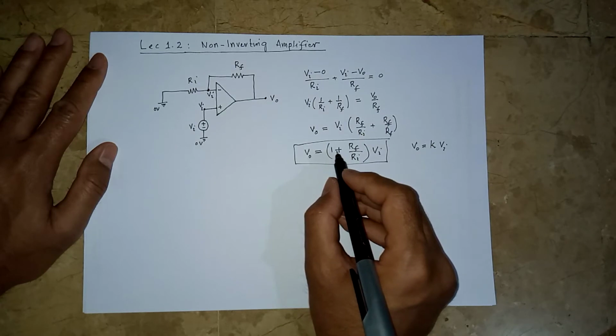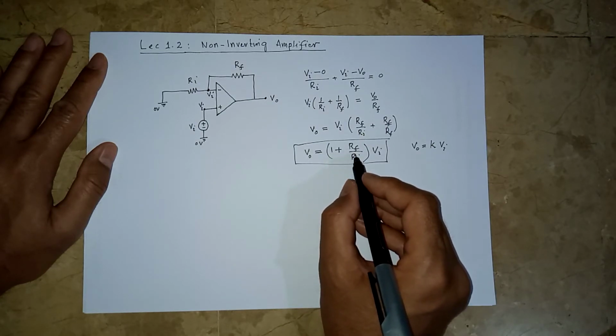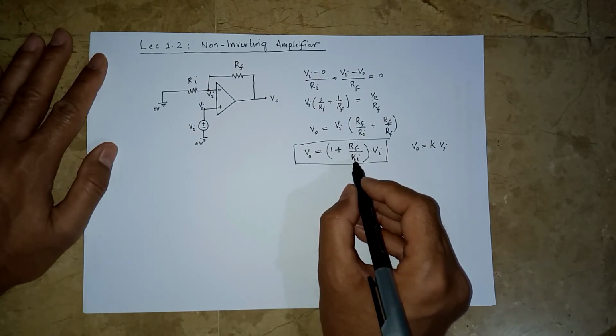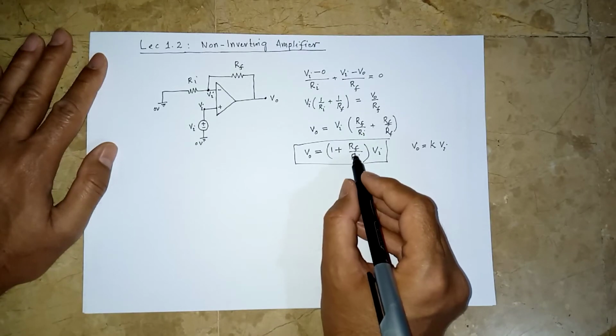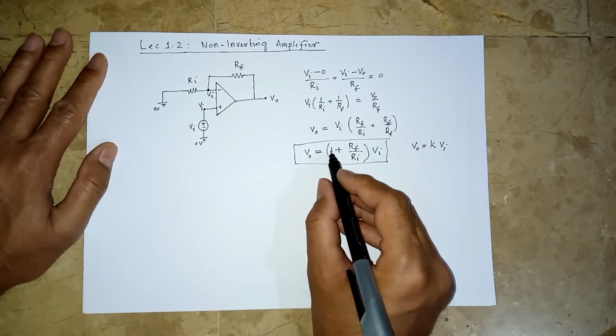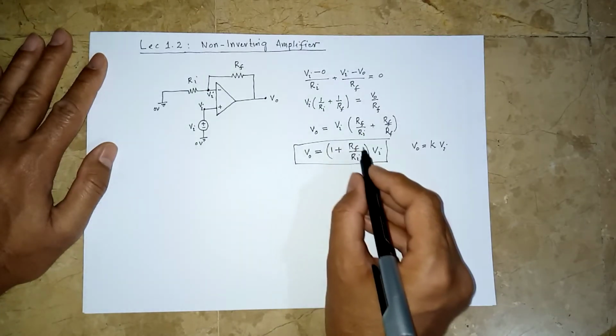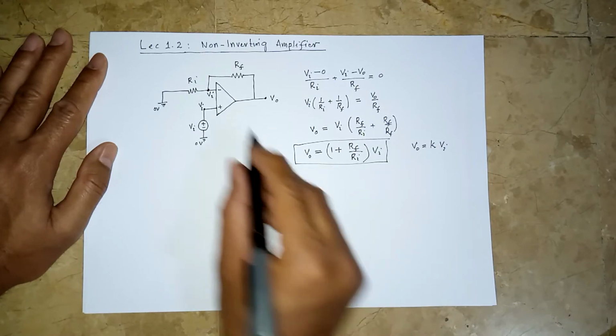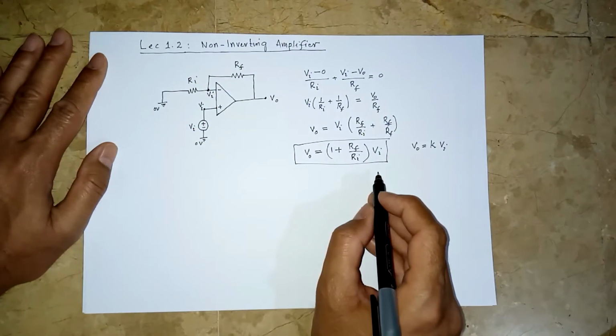So you see 1 is a positive number, Rf is a resistor which is positive, Ri is positive, positive over positive is a positive, added to a positive value is a positive value. So this factor is positive now. That is why it is a non-inverting amplifier.